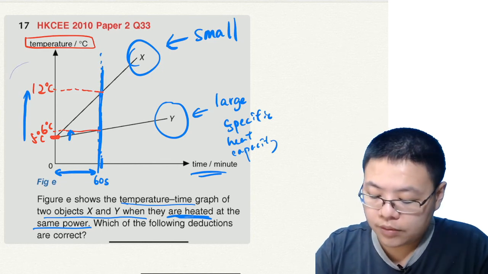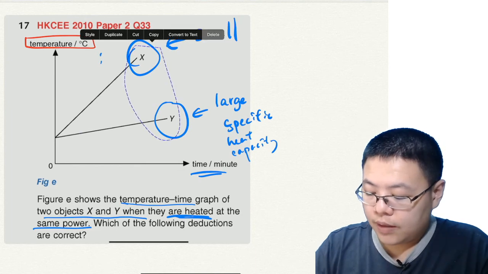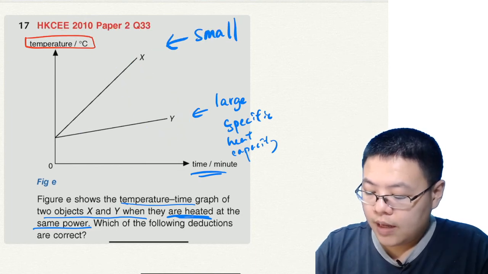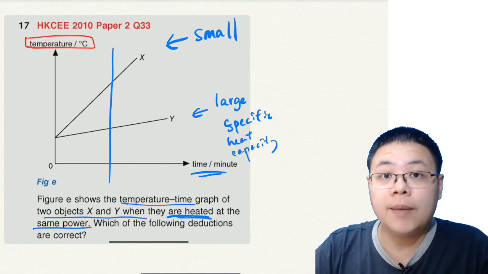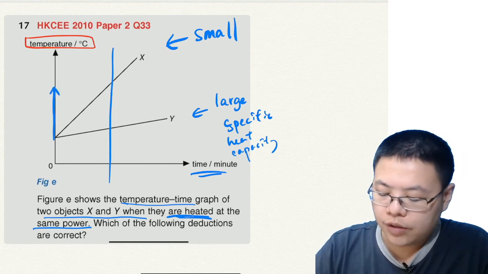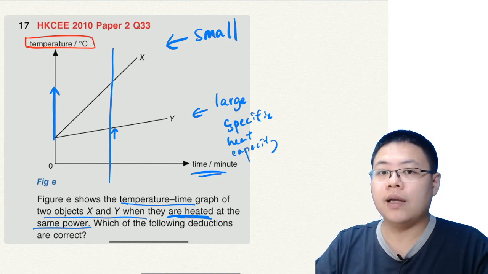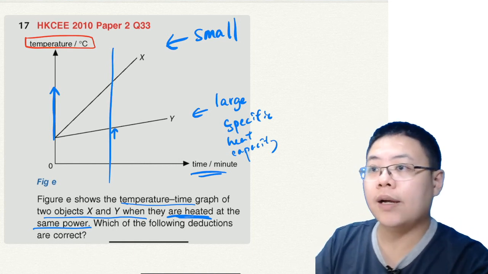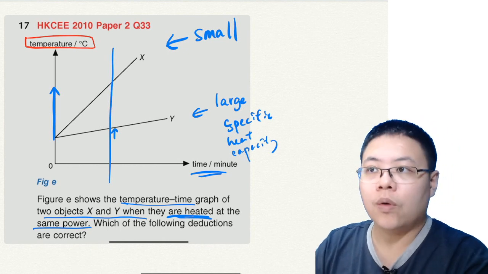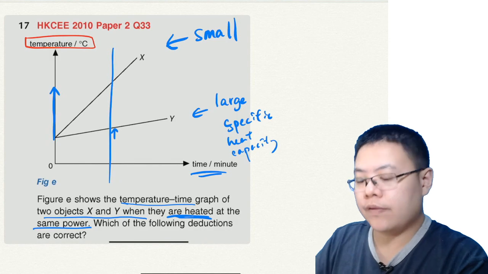Let me clear out the handwriting. Okay, at a certain time, the increase of temperature of X is much larger than the increase of temperature of Y. Okay, this is how we can tell X has a small specific heat capacity and Y has a large specific heat capacity.